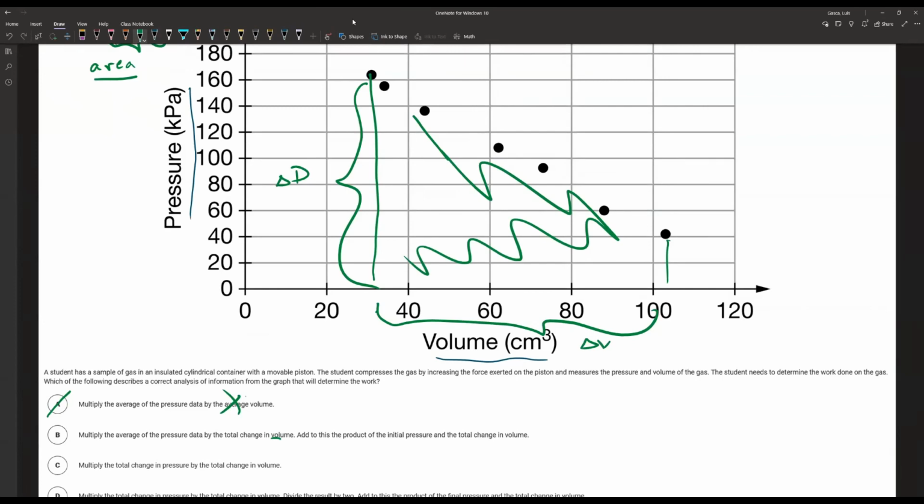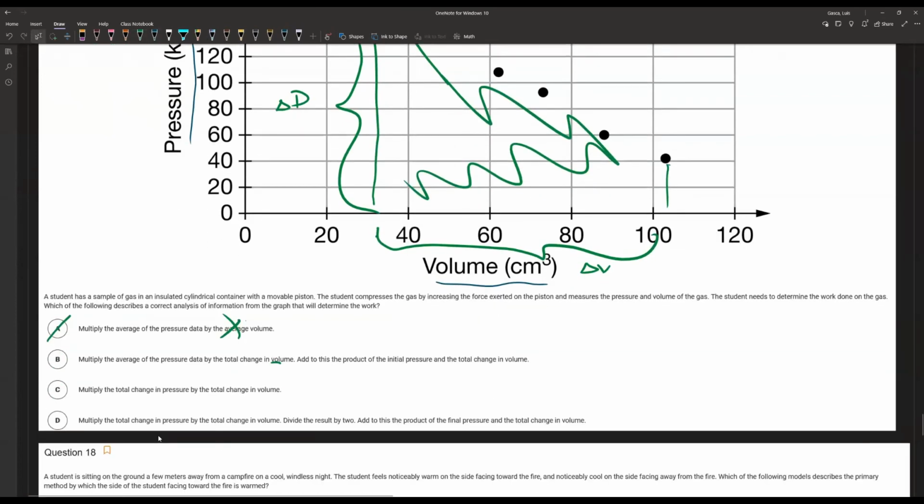And so that looks like that might work. That looks like base times height. Okay, let's go ahead and see if there's a better one. Multiply the total change in pressure by the total change in volume to divide the result by 2. Add this to the product of the final pressure and the total change in volume.